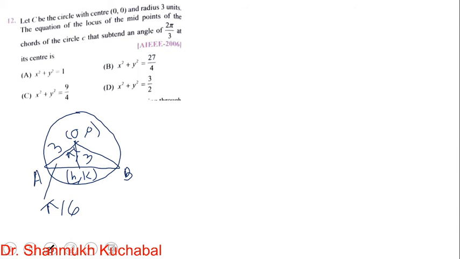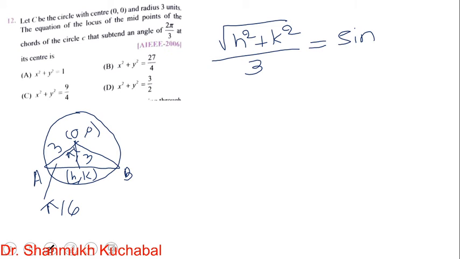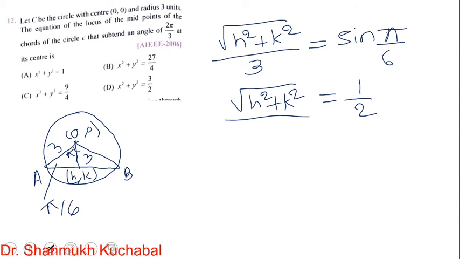So from the figure we have to use the sine rule. We get root of (h² + k²) divided by 3 equal to sine of π/6. Further, sine π/6 is sine 30 degrees, which is 1 divided by 2, and the left-hand side will be as it is, root of (h² + k²) divided by 3.